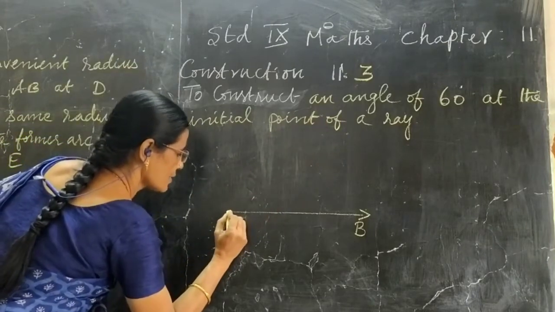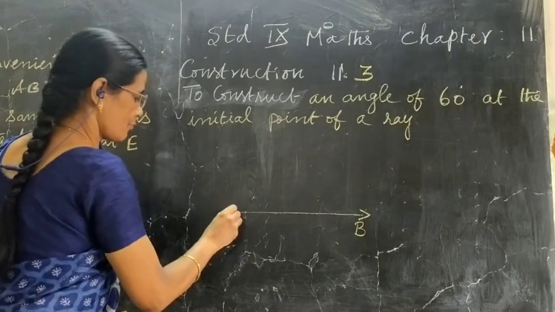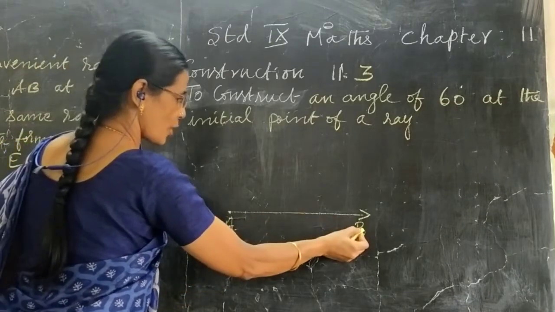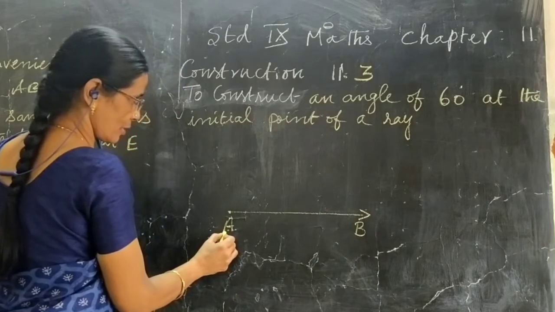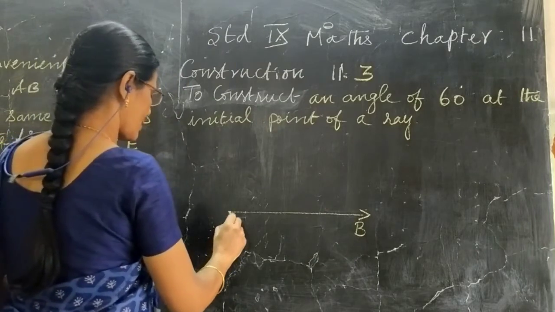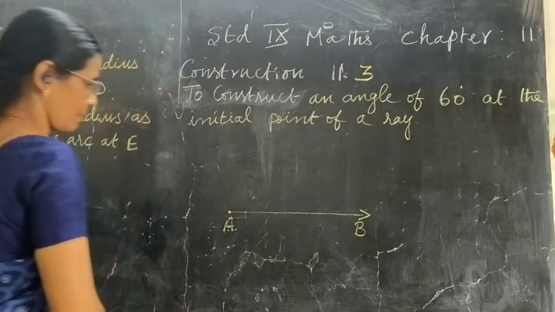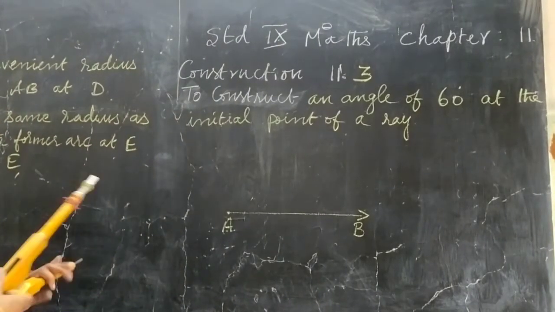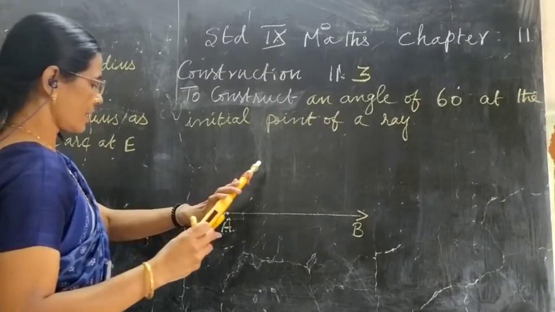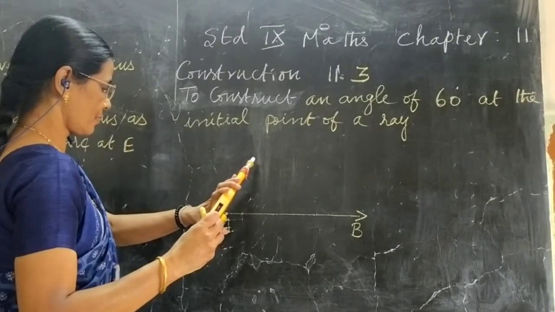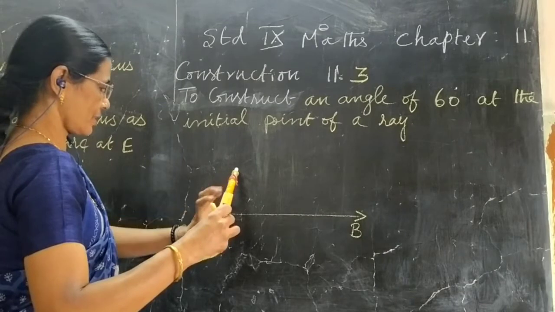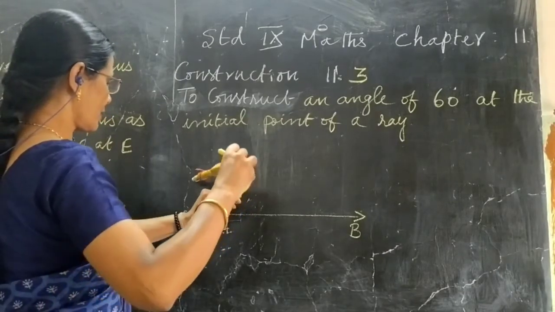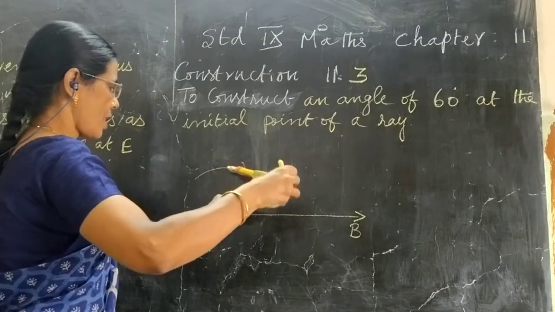When a ray is given, we know it starts from A and it is towards the point B. A is called the initial point. So we are asked to construct 60 degrees at the point A. Taking A as center and any convenient radius, draw an arc.